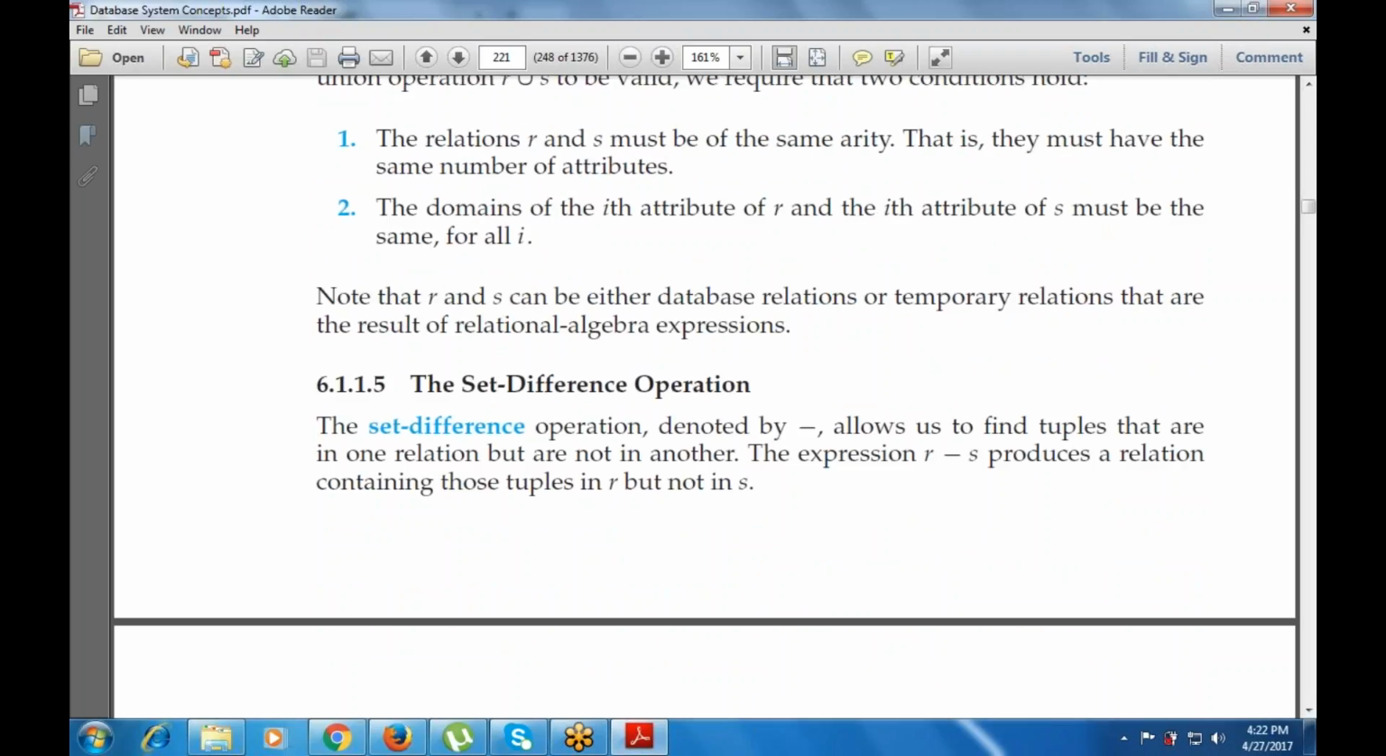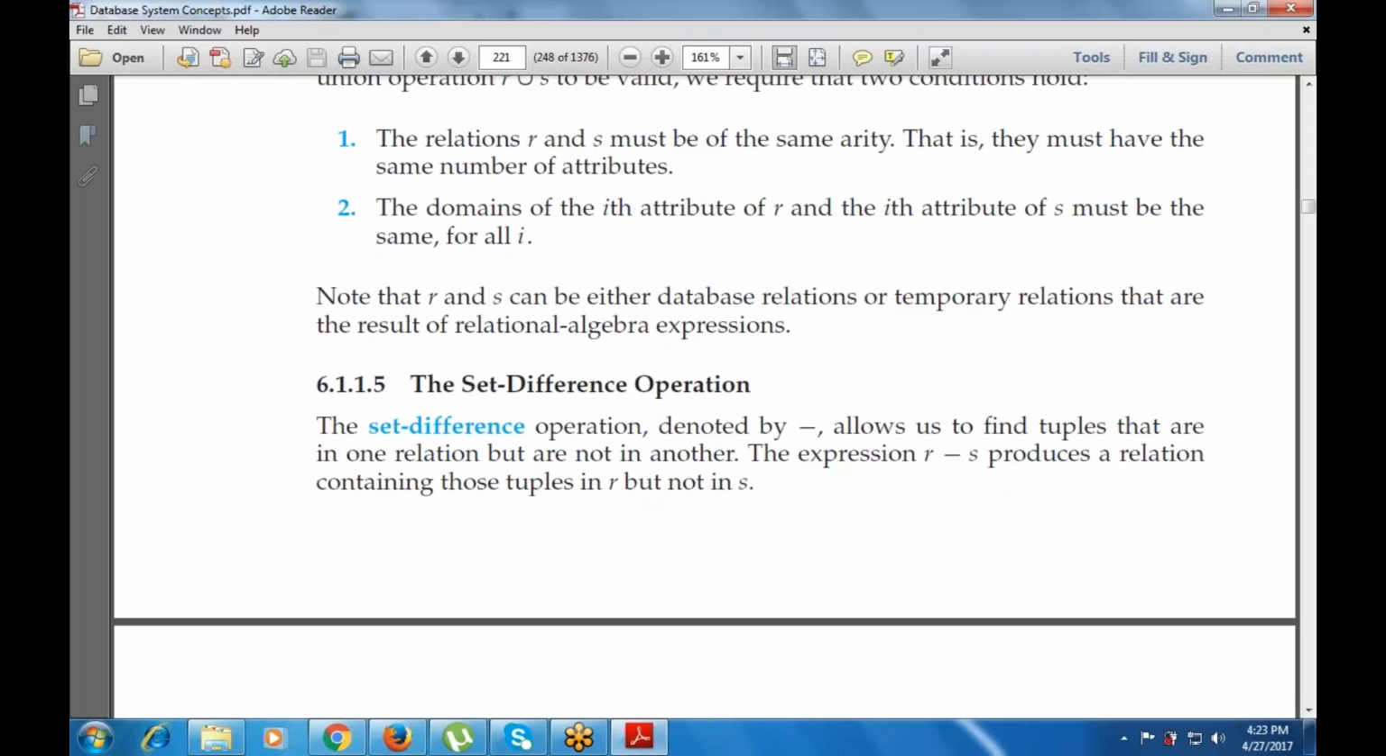Now, next part is a set difference. Any doubt in the select, any doubt in the project, any doubt in the difference between the select and the project? Next is the set difference, that is denoted by the minus sign. That allows us to find the tuples that are in one relation but not in the other relation. For example, suppose one table contains 3, 4, 5, 6. Another table contains only 5 and 4. So what is left over? That is in A but not in B table, that is 3 and 6. That is known as a set difference.